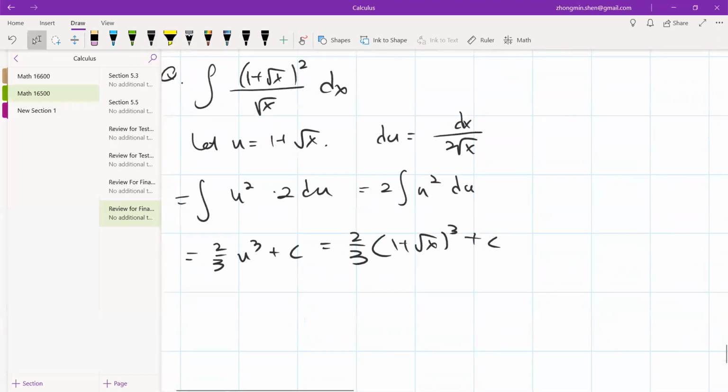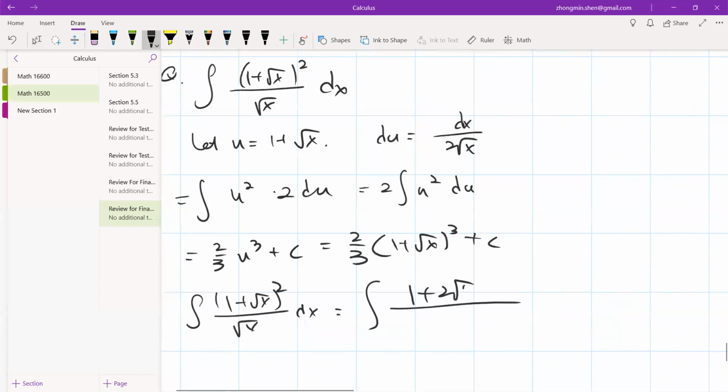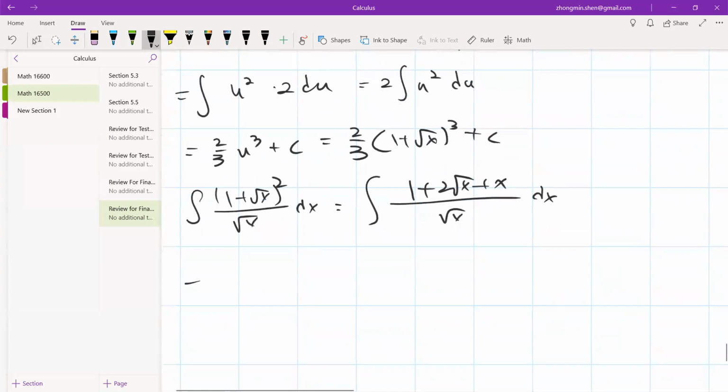Several students made mistakes, okay? So if you don't want to use substitution, just square. It is going to be 1 plus 2 square root of x plus x. Then you have 1 over square root of x, so let's get that. Then you have a 2, then you have x to the 1/2 dx.